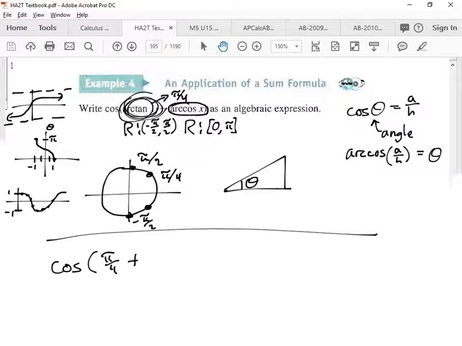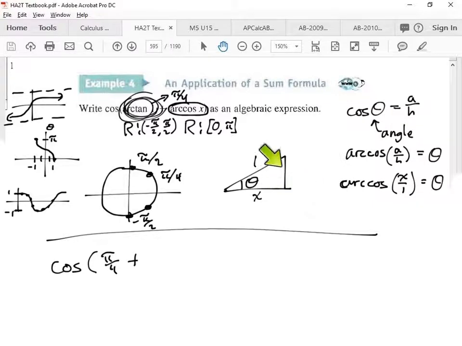Theta is what we're looking for, because this is supposed to give me an angle. If inside, let's say arc cosine says x over 1, what's your adjacent side? The adjacent side is x. What's your hypotenuse? One. Okay.